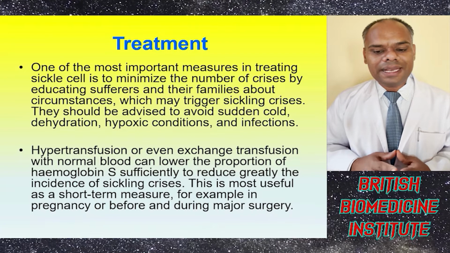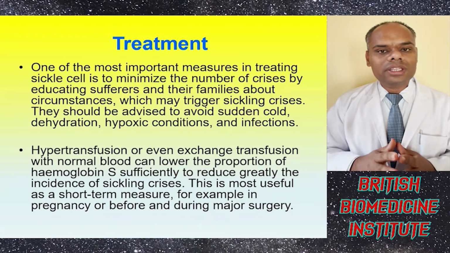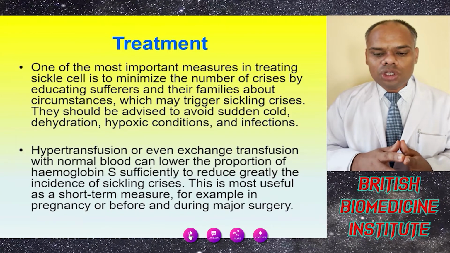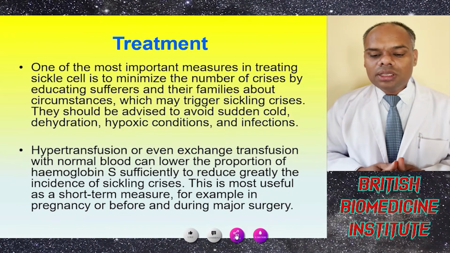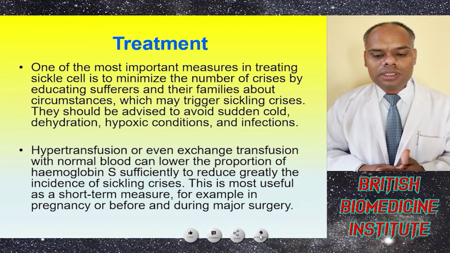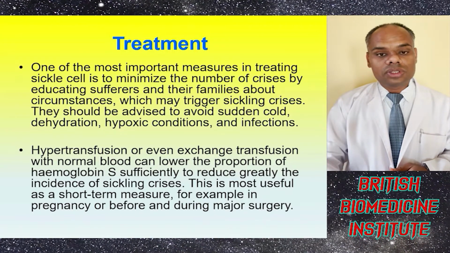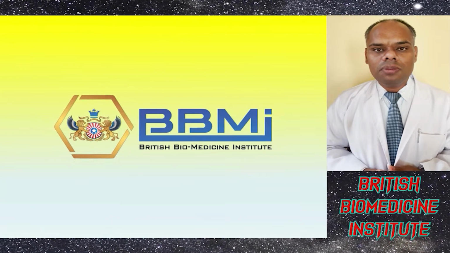Hypertransfusion or even exchange transfusions with normal blood can lower the production of hemoglobin S sufficiently in order to greatly reduce the incidence of sickling crisis. This is most important as a short-term measure, for example in pregnancy or before or during major surgery. So this was all about your hemoglobinopathies.